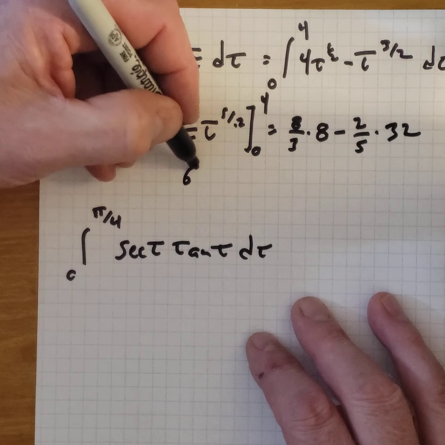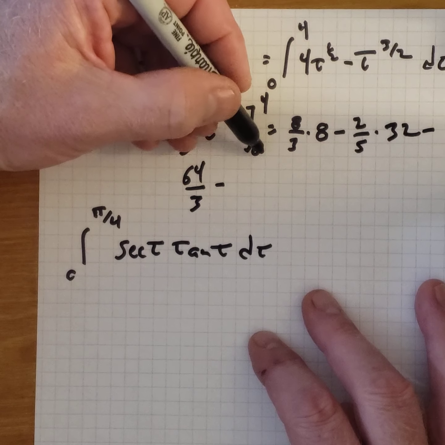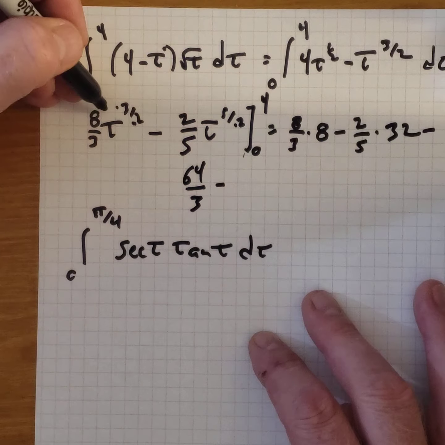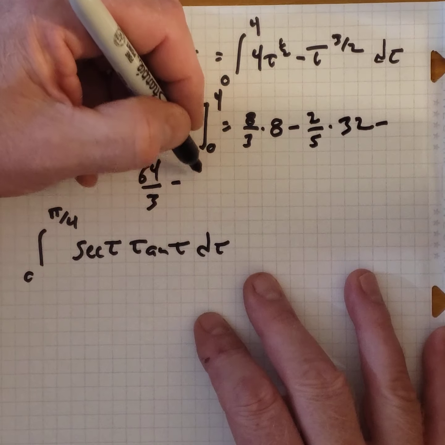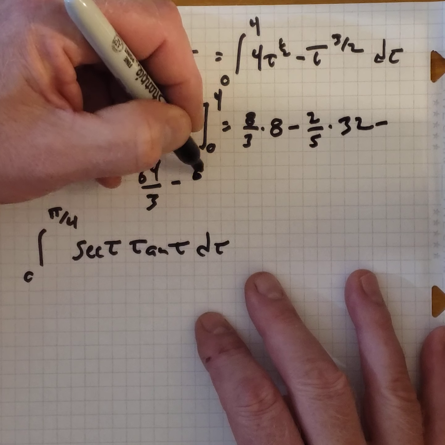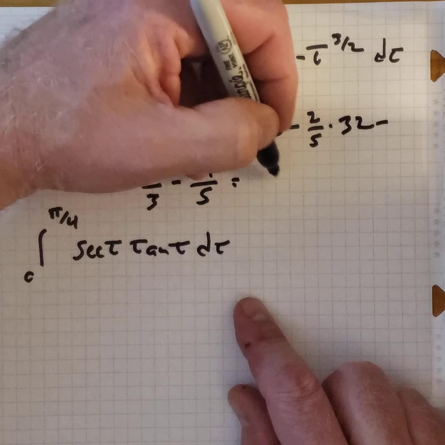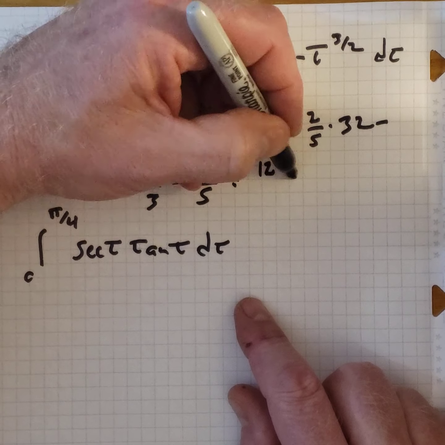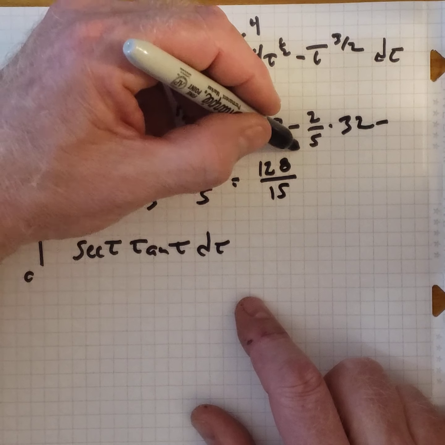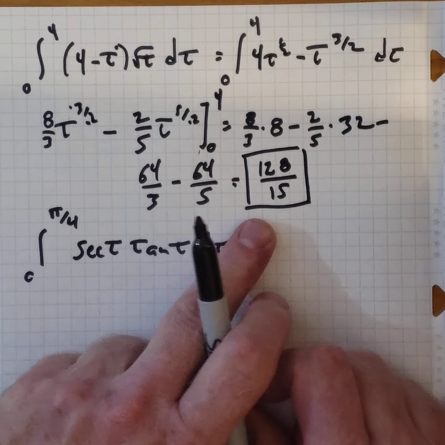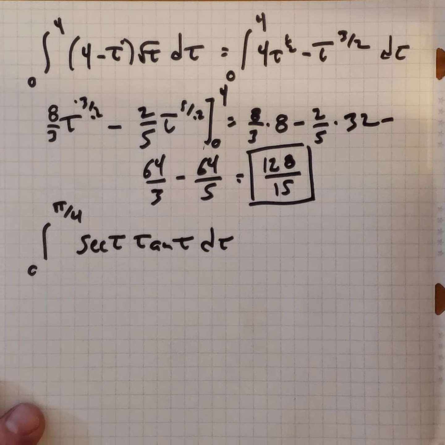So we end up with 64/3. Oh, sorry. We've got to plug in the 0 also, but this is one of those situations where plugging 0 in just gives us 0. So we get 64/3 minus 64/5, which is going to be 128 over 15. Right, get common denominator and subtract. Good to go. Figure out what that is as a decimal. Plug this stuff in the calculator and double check your work.